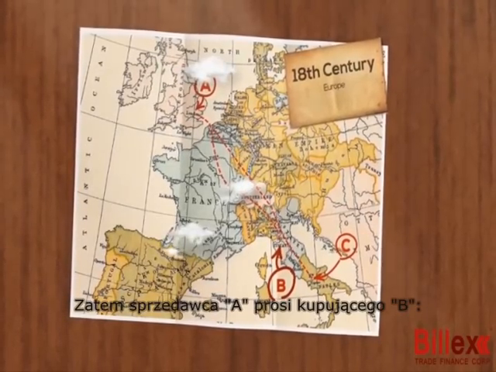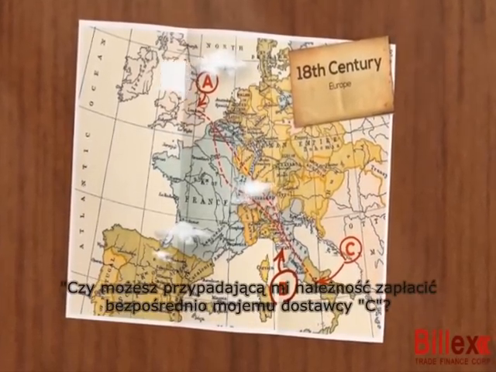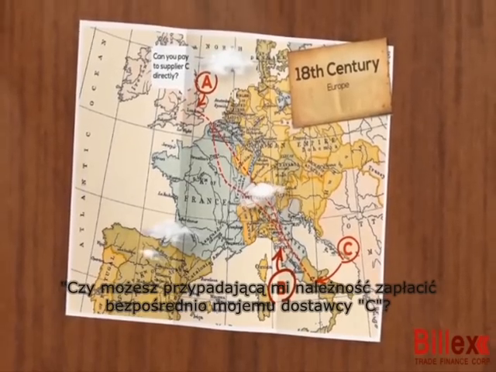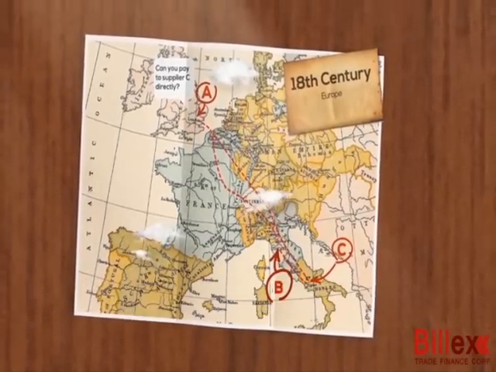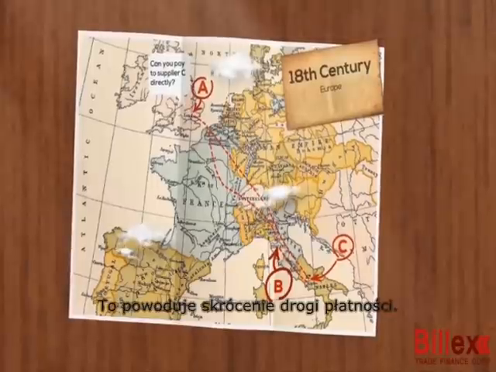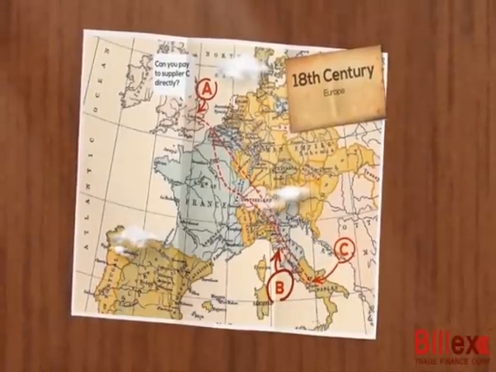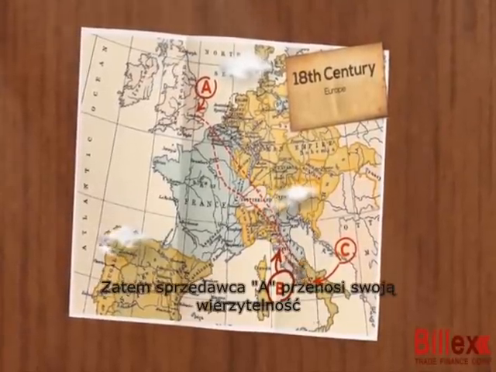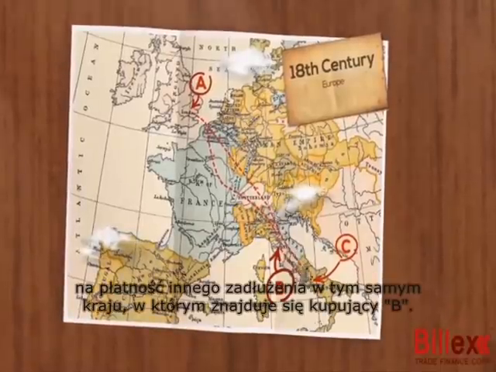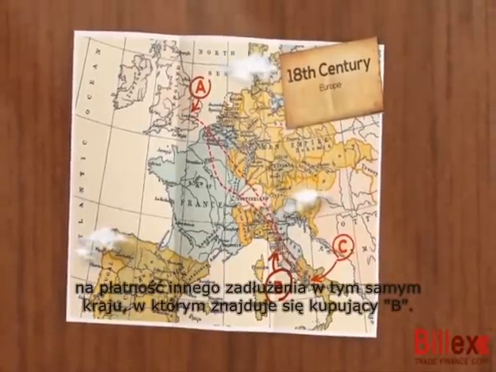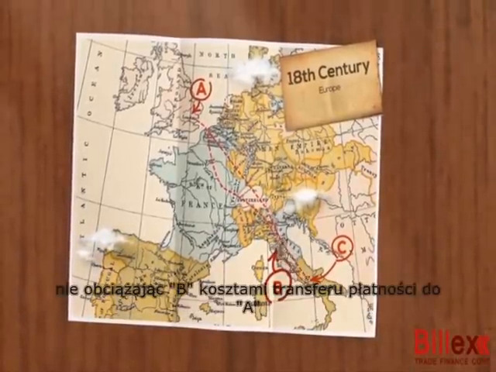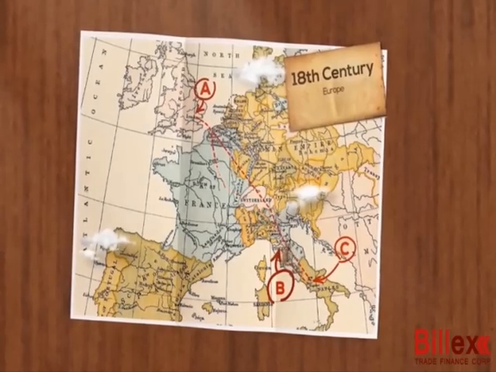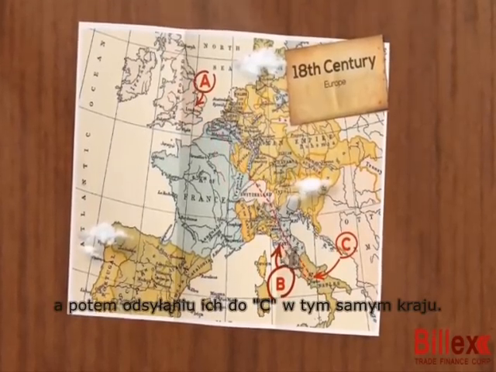So seller A asks buyer B, "Can you please pay the amount to supplier C directly in Italy on behalf of me on the due date?" Actually, it's simply a shortcut in payment. So seller A is actually transferring or exchanging the payment to settle another debt in the same country as buyer B, without having to wait for buyer B to pay, and then resending the money to supplier C.